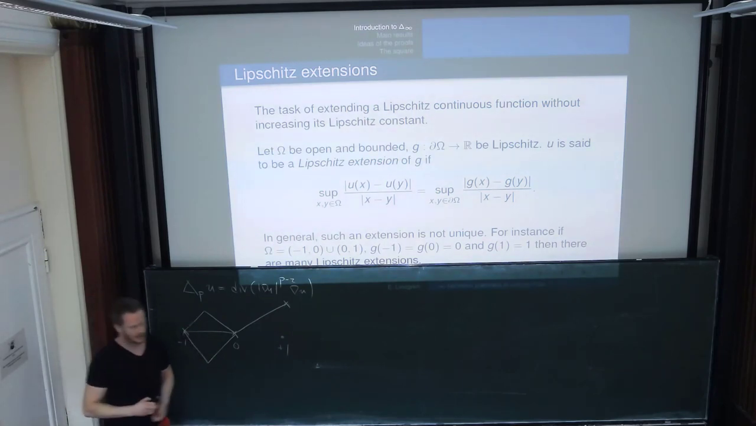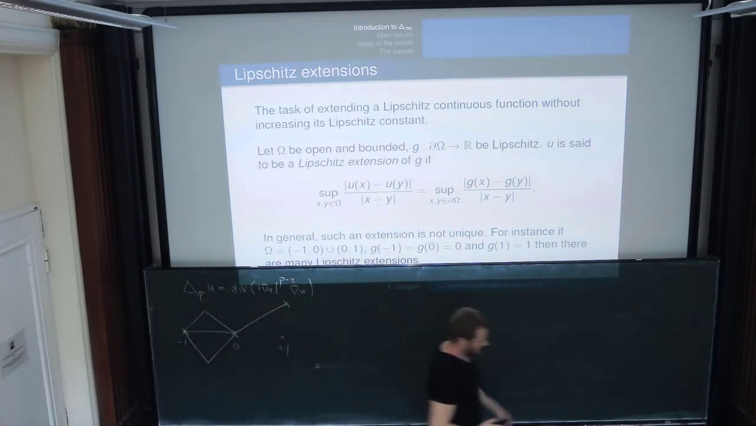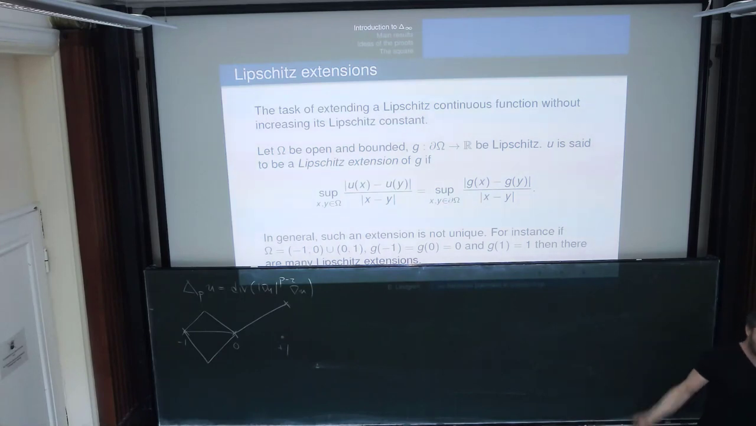So it's fairly easy to see that, in general, you don't have uniqueness. The maximal and the minimal are called the McShane-Whitney extensions.